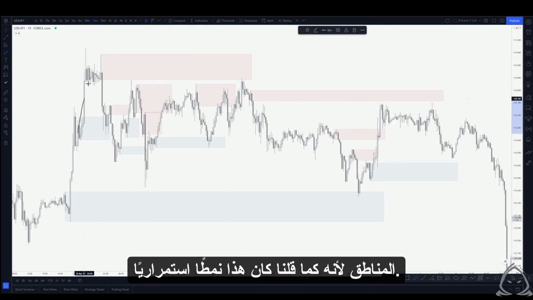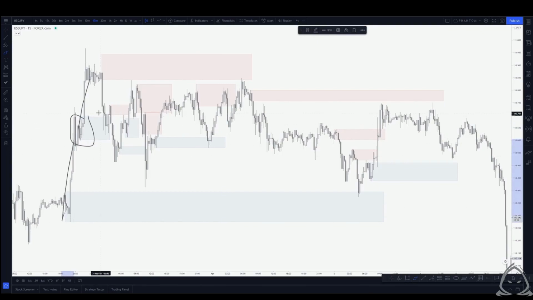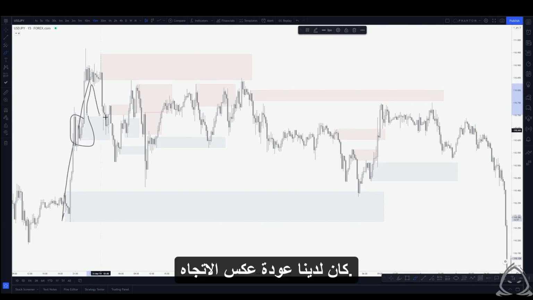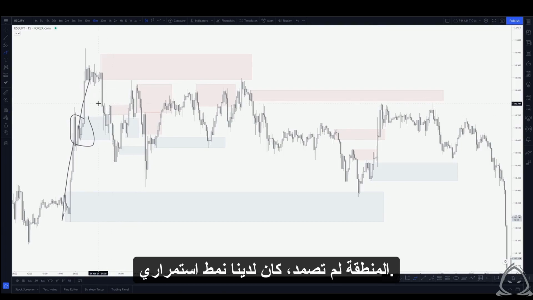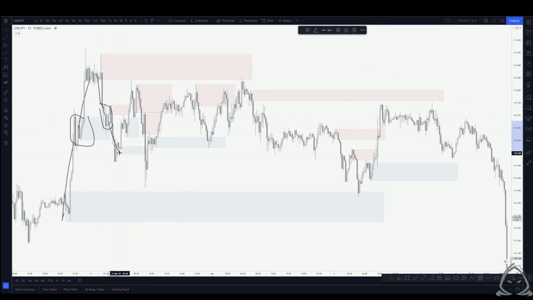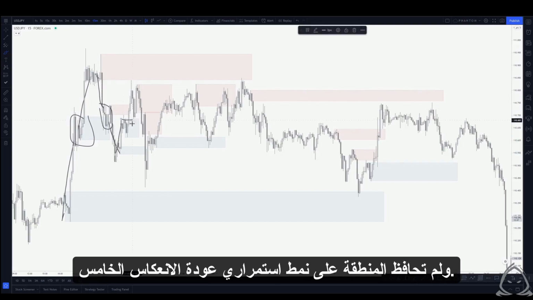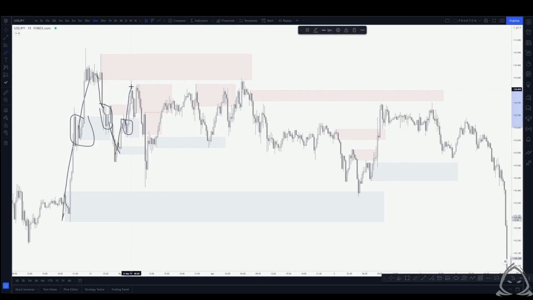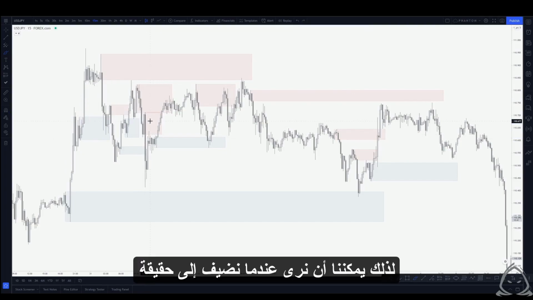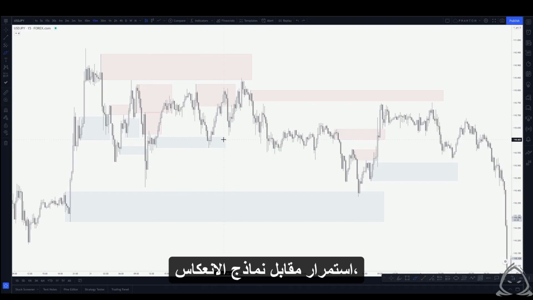Because like we said, this was a continuation pattern. We had a V reversal return. The zone didn't hold. We had a continuation pattern, a V reversal return, and the zone didn't hold. Continuation pattern, V reversal return. The zone didn't hold.